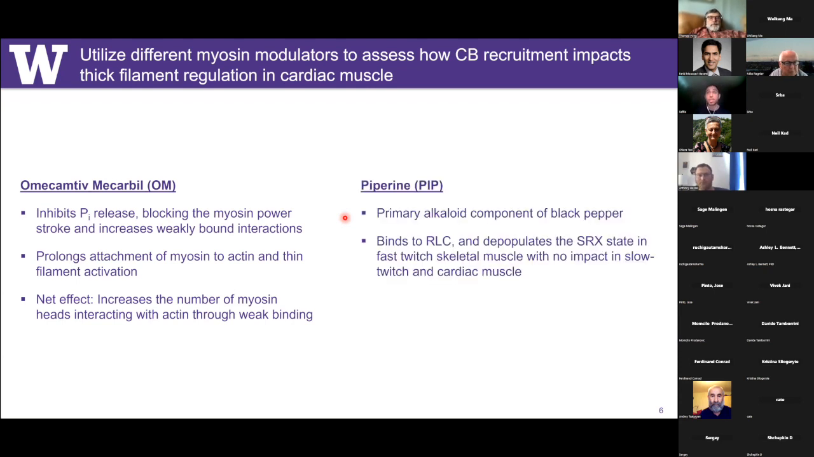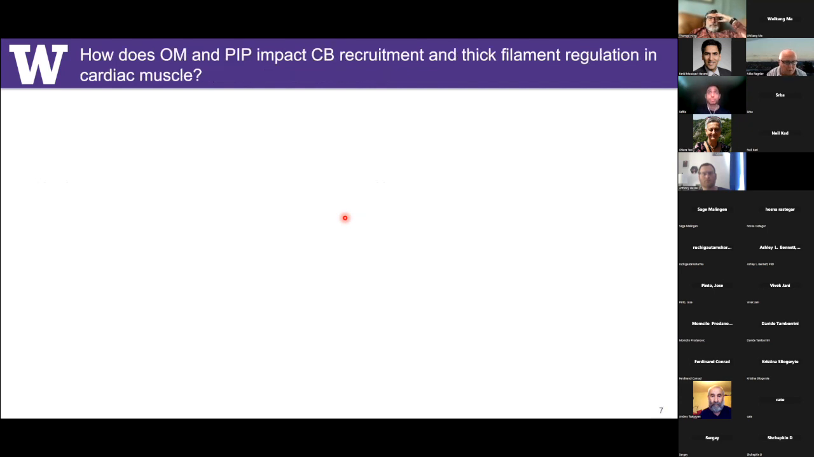The second myosin modulator we selected was piperine. Piperine is the primary alkaloid component of black pepper and has been shown to bind to the regulatory light chains of myosin. Previous work has shown that piperine depopulates the SRX state only in fast twitch skeletal muscle, with no impact on slow twitch or cardiac muscle.